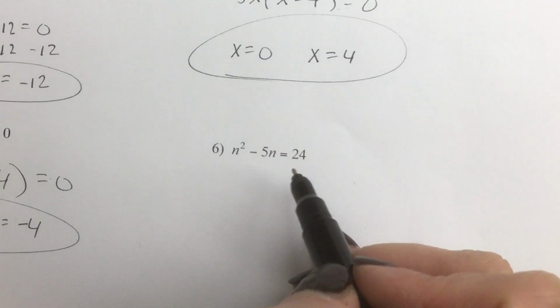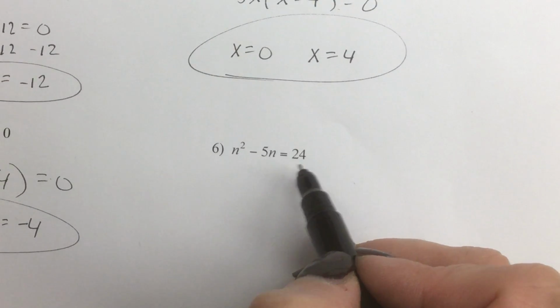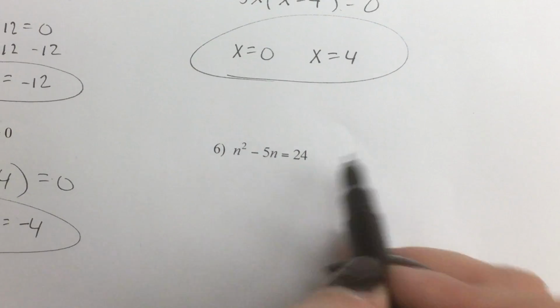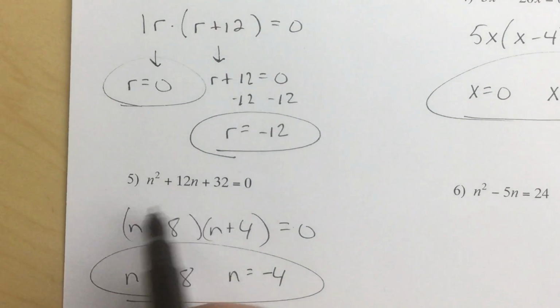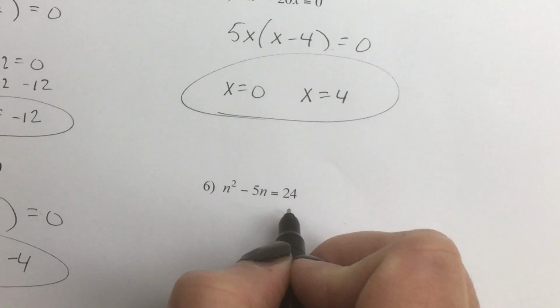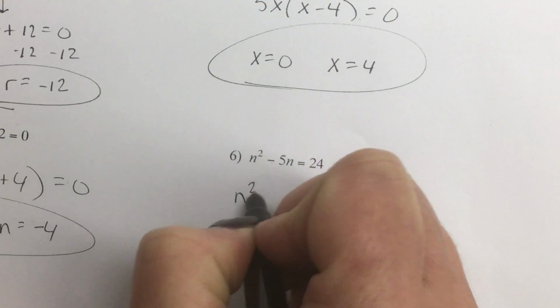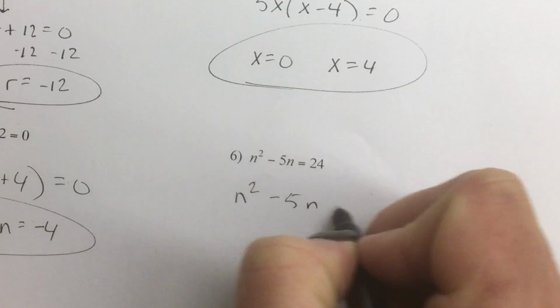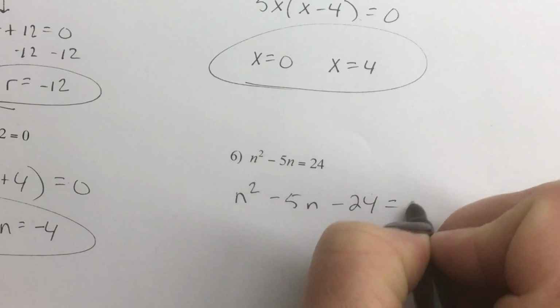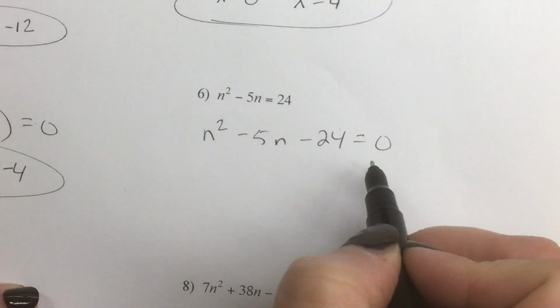Okay, over here, the 24 is on the right-hand side. You need to always set things that you're going to factor equal to 0. So you need to subtract 24 from both sides. That'll give you n squared minus 5n minus 24 equals 0. So I have a quadratic.